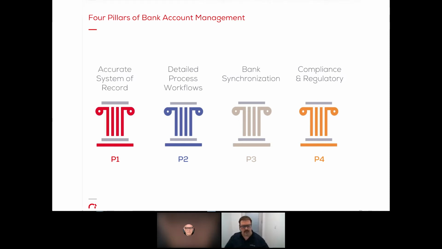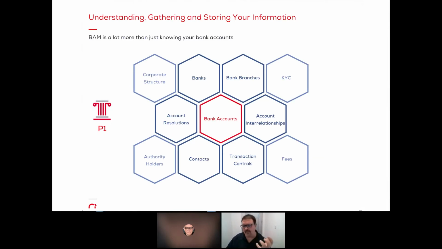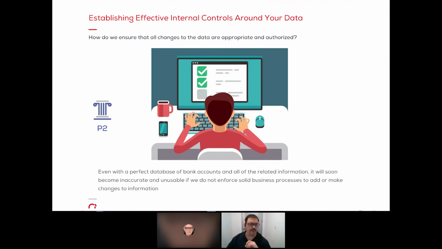So let's talk a little bit about how this is all broken down. This is just a diagram of some of the 4 pillars that we break the BAM problem into. And I break it into these 4 pillars because if you solve these 4 things, then you're able to truly manage everything from end to end, both internally and externally with your banks. So it's important to have what I refer to as a perfect database, all of the information using the terminology that you use, customized for the way that you use it.